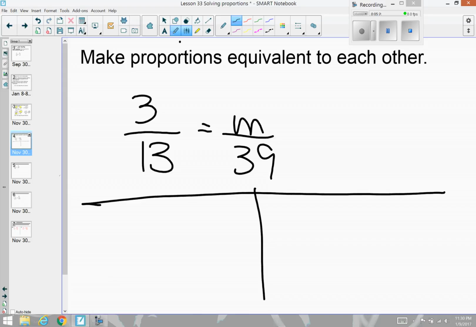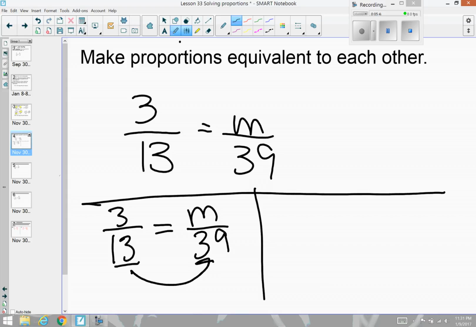All right, so here we have 3 over 13 is equal to m over 39. All right, I'm going to write it down here. The first way, I'm going to see if I can take my two denominator values and see if the smaller number of 13 can easily turn into the larger number of 39. I have found that it can if I multiply by 3. So if I multiply the bottom by 3, I have to multiply the top by 3. And therefore, m is equal to 9.